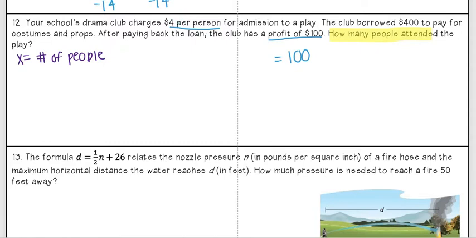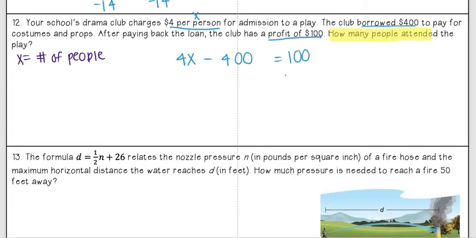So it's saying every single person paid $4. And I know the number of people is my X. So that means I have 4X. Because I don't know how many people were there. I'm trying to find that out. But I know all of those people paid $4. Next it says the club borrowed $400 to pay for costumes and props. Since I'm looking to see how much they made at the end, borrowing money is not helping them towards that profit. It's actually taking away from it. So since they borrowed it, I have to subtract $400 from what they made at the play.